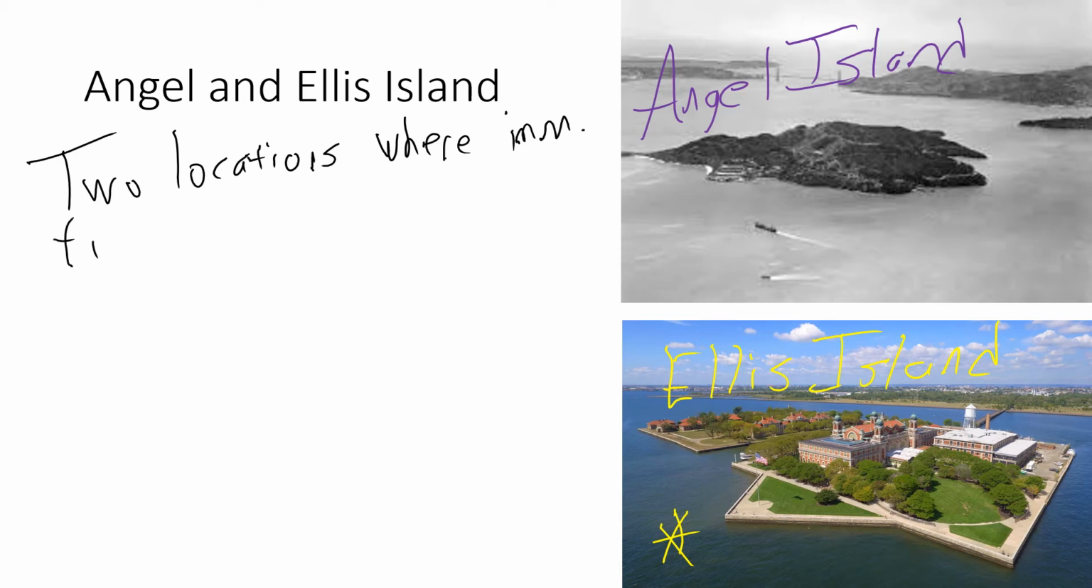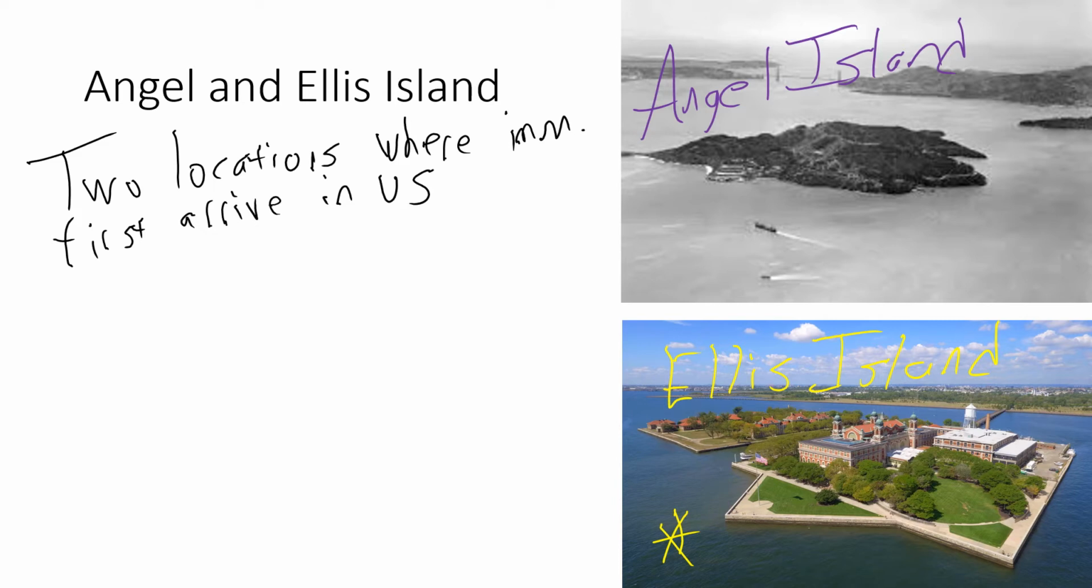So what these two islands are, these are the two locations, so let's write it down over here. Two locations where immigrants, we'll put IMM period again, first arrive in the U.S. So these immigrants, when they came here, they didn't just show up on the beaches and be like, hey, we're here for America. No, they had to be processed into America. So they had to come to these certain locations.